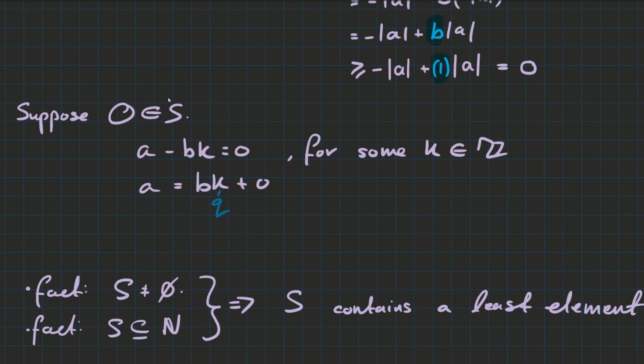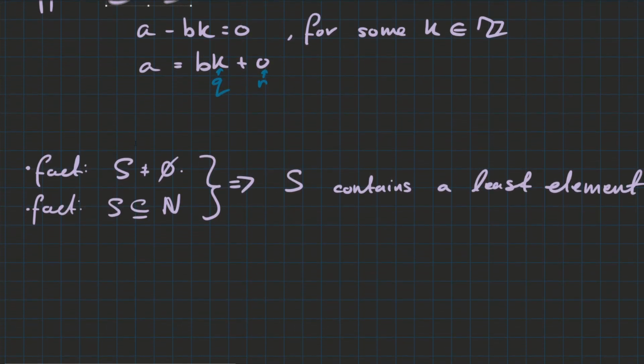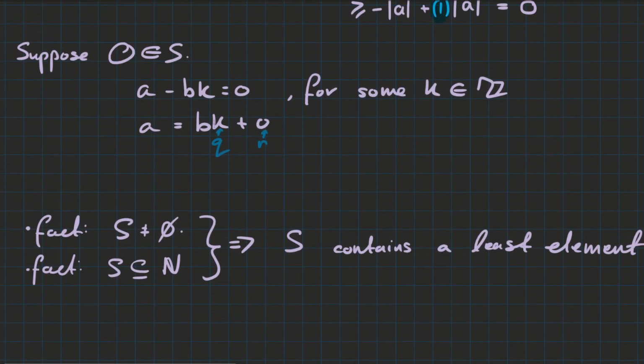We wanted to show that there is some Q and R. 0 is certainly less than or equal to our R value here, right? Well, it wouldn't be less than, it would be equal to. And there's our form, right? So we are done. Okay, so that was easy. So that's if 0 is in S. Okay, so from now on we can suppose 0 is not an element of S.